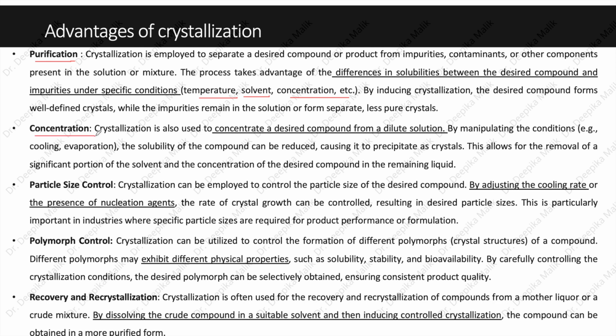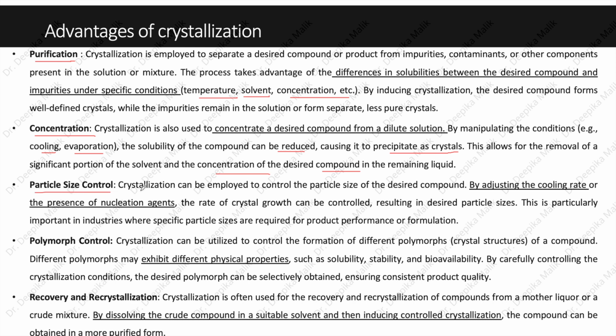Second is concentration. Crystallization is also used to concentrate a desired compound from a dilute solution. By manipulating conditions like cooling or evaporation, the solubility of the compound can be reduced, causing it to precipitate as crystals. This allows for the removal of a significant portion of the solvent and the concentration of the desired compound in the remaining liquid.